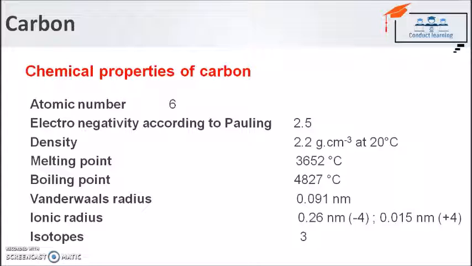The last one is isotopes. Carbon has three isotopes. First of all, what is an isotope? Isotopes are the same element with different physical properties and the same chemical properties. Accordingly, carbon has three different isotopes: C12, C13 and C14. Among these three, C13 is a stable carbon isotope.